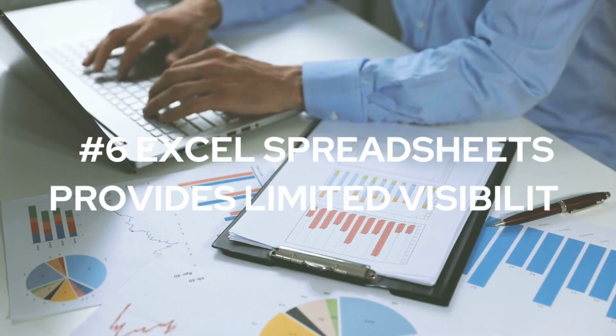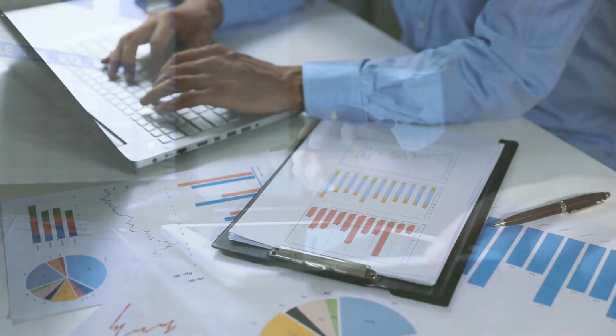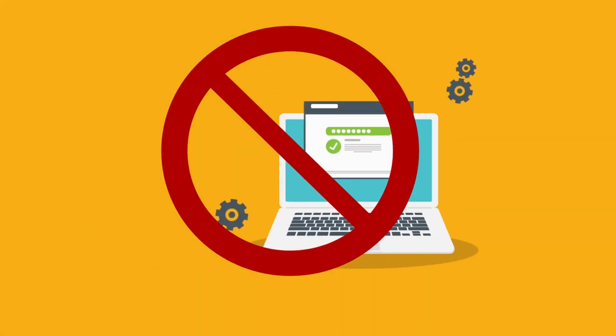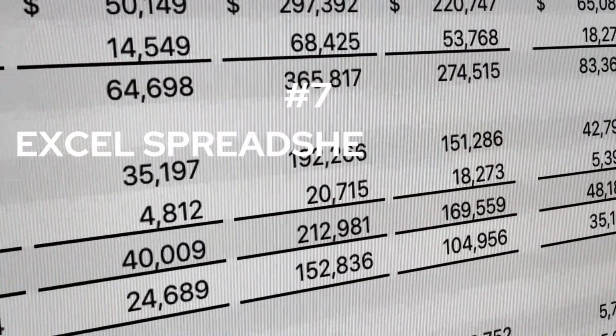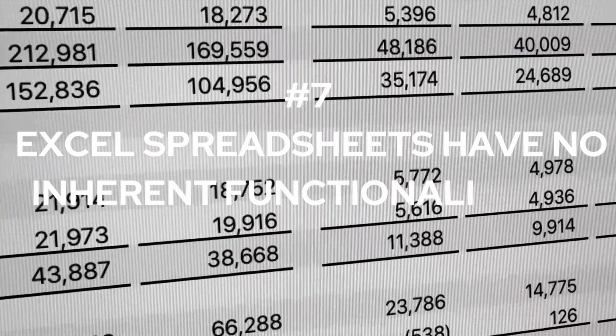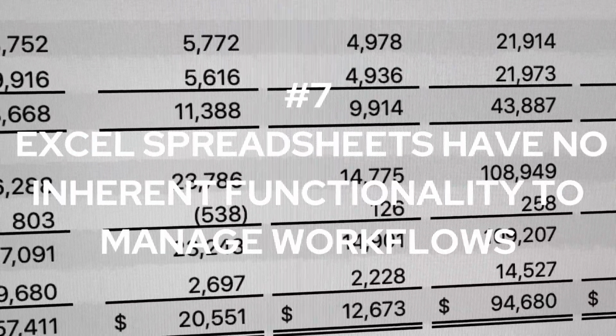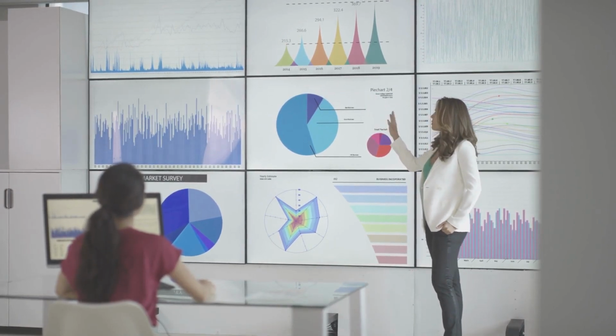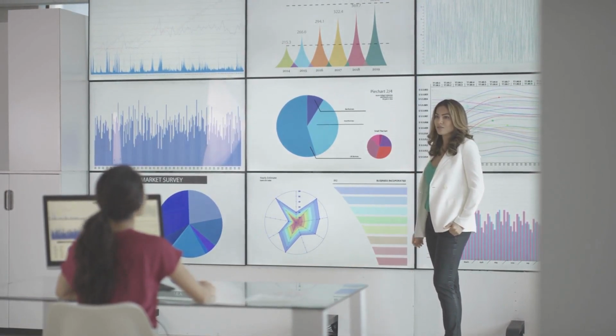Sixthly, Excel spreadsheets provide limited visibility on progress. Excel is an excellent tool for plotting numbers, but it does not have any comparable tools for plotting conceptual or text-based data. Lastly, Excel spreadsheets have no inherent functionality to manage workflows. Without a way for stakeholders to know what must be done, they can become a bottleneck in your patent process.